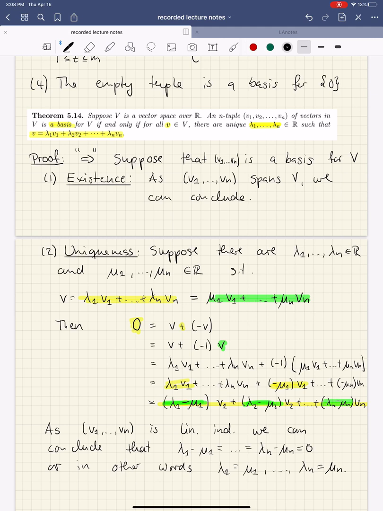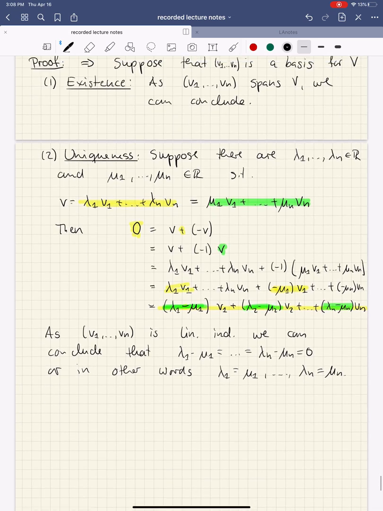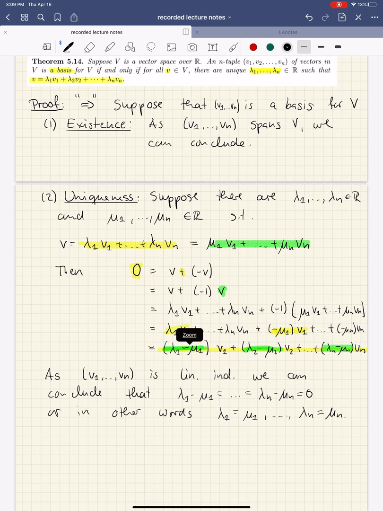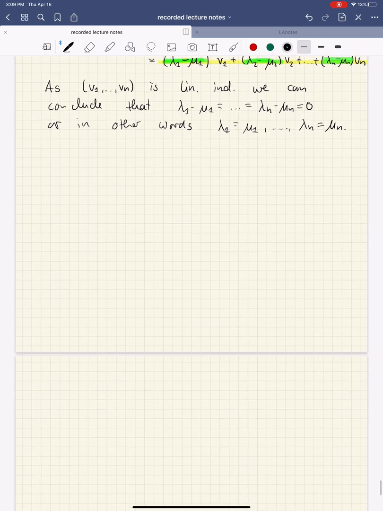And so this will give us uniqueness of this thing. And this finishes this direction of the proof. And so now we're going to go to the other direction. We want to show that if we have a unique way of writing each element, then it means that the tuple was a basis.